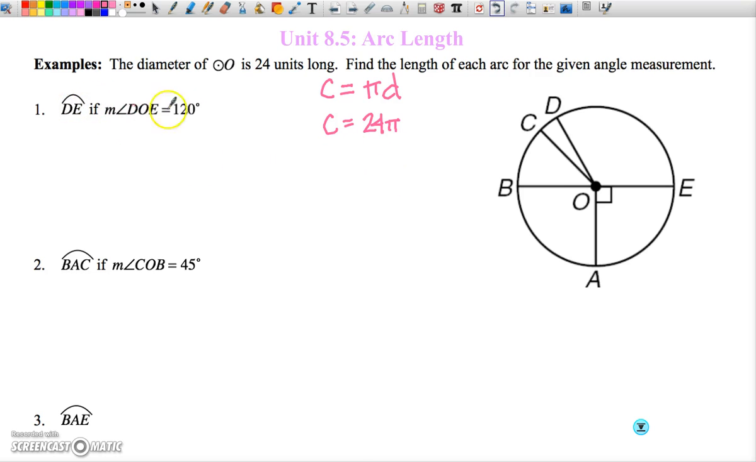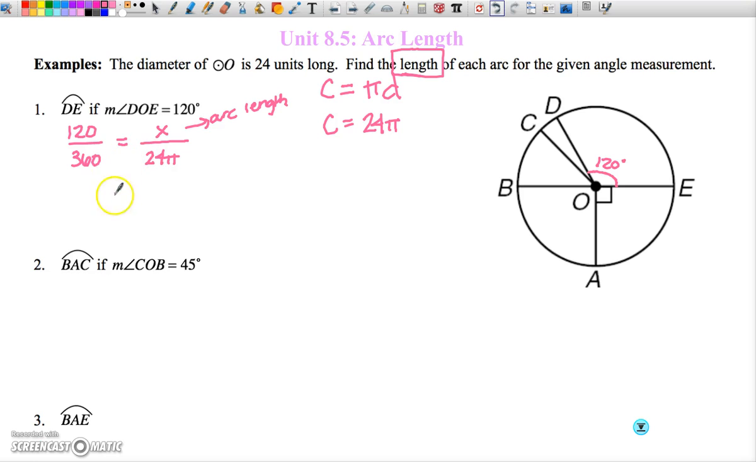So to find the length, and since it says length here in the directions, that's how we know we're finding the length of arc DE. Well, based on the fact they give you DOE is 120, that's this angle right here, 120 degrees. So you take 120 and divide it by 360, and you set that equal to the arc length over the circumference, which is 24 pi.